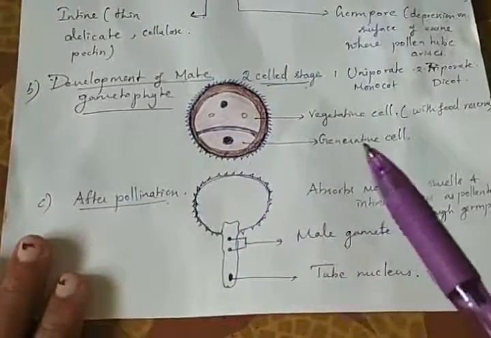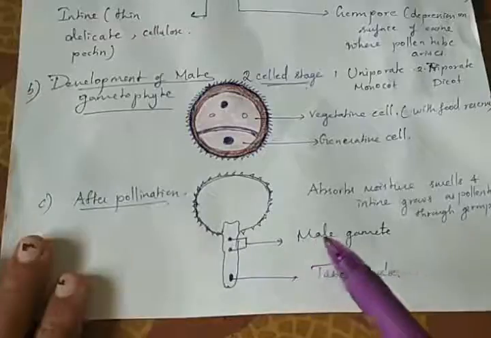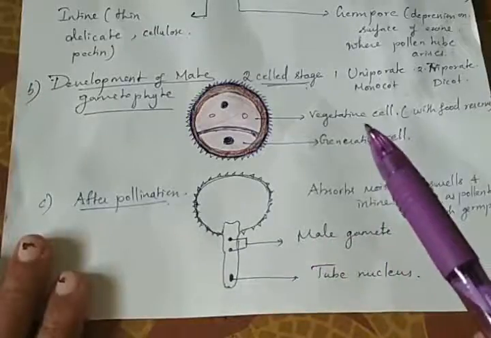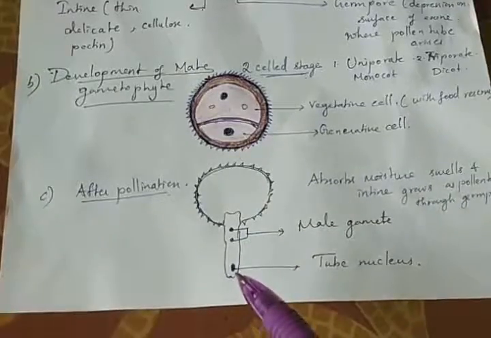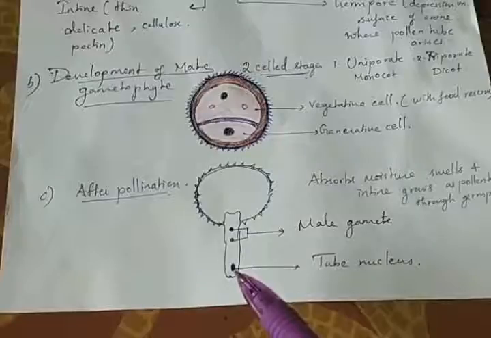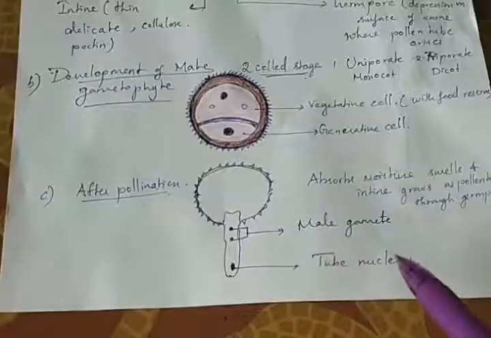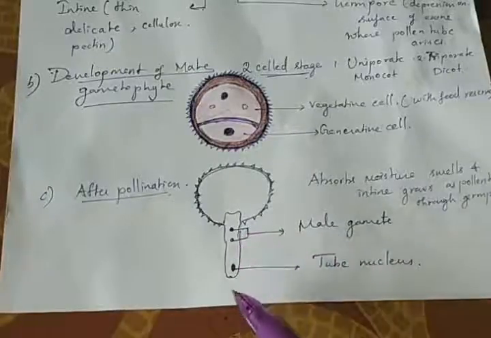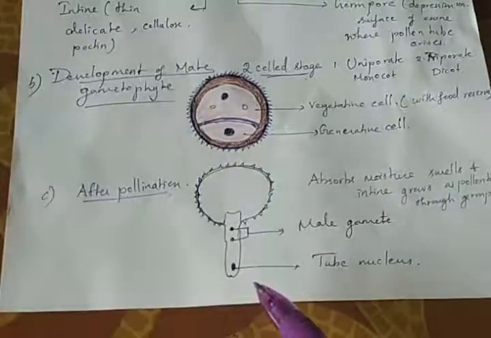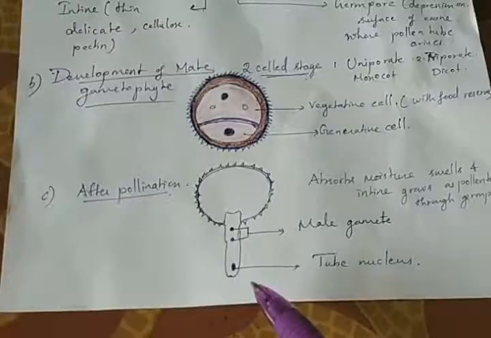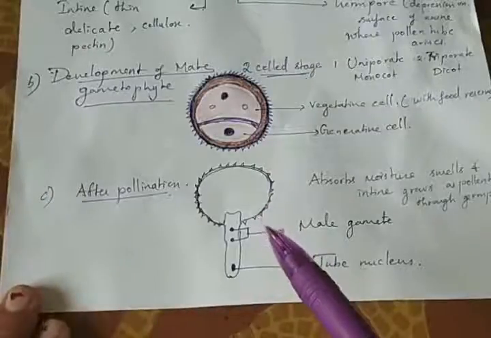The generative nucleus, that is the generative cell, divides once to form male gametes. The vegetative cell undergoes multiple divisions forming the pollen tube. The pollen tube consists of the vegetative nucleus at the tip, which we call the tube nucleus. As the pollen tube grows in size, it reaches the ovule and fertilizes the female gamete. This is the structure development of the male gametophyte.